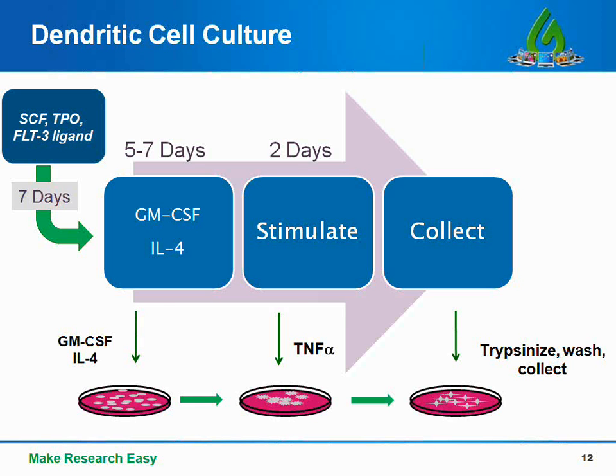Now, this protocol is geared toward human hematopoietic stem cell culture from umbilical cord blood. Now, while it can be applied to mouse HSCs, many protocols with mouse HSCs do not require the addition of SCF, TPO, or FLT3 ligand, therefore skipping the first 7 days of expansion and starting at the point of adding GM-CSF and IL-4.